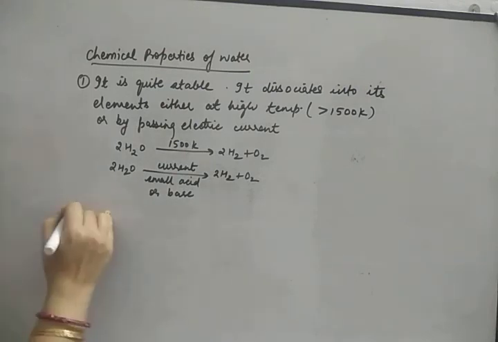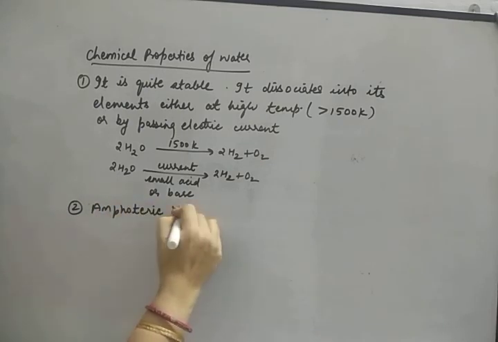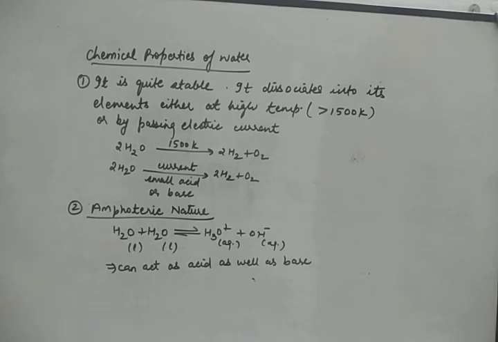The second property of water is its amphoteric nature. Water is amphoteric in nature, meaning water shows acidic as well as basic nature. It behaves as an acid as well as a base, because water has the tendency to give H plus ion as well as OH minus. So it can act as an acid as well as a base. But pure water has a pH of 7, and pure water is neutral to litmus.